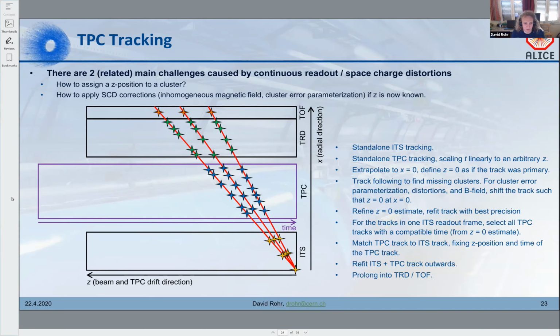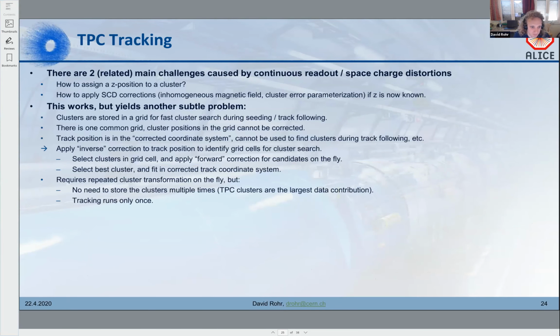And the trick here is that we basically don't do the tracking multiple times. We do it only once, but we do it in this uncorrected coordinate system for the seeding, and then we match to ITS, and then we go on. This way we don't have to do it multiple times.